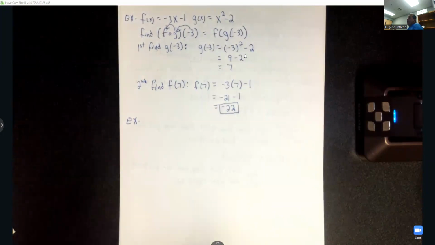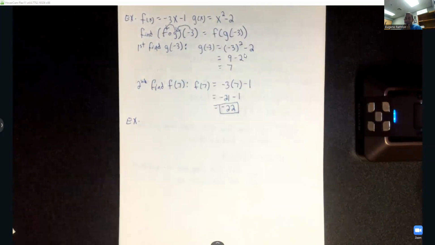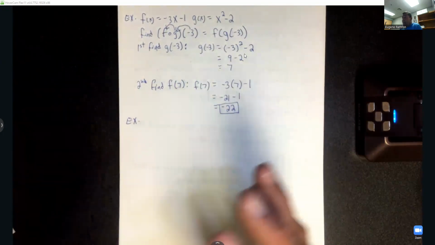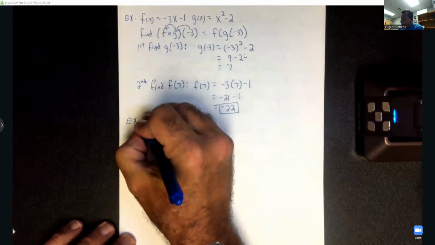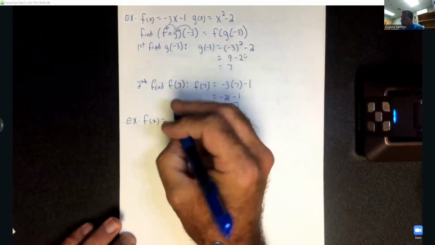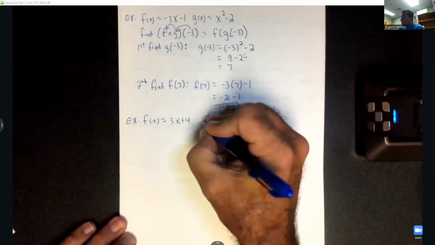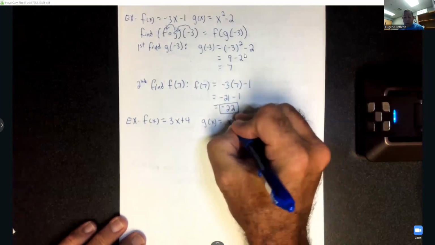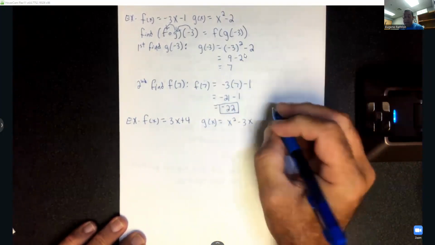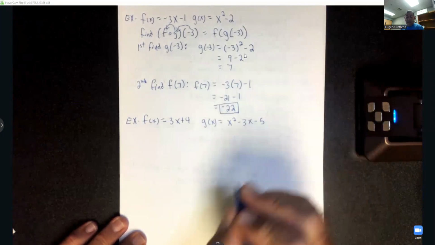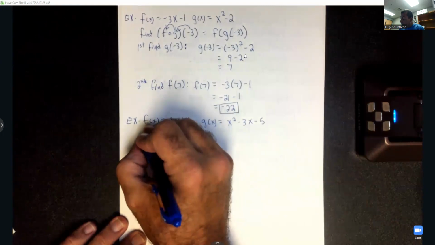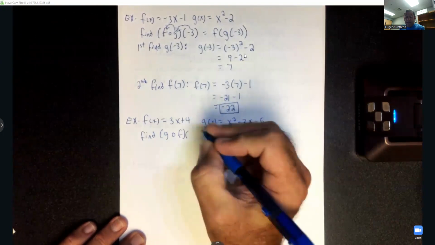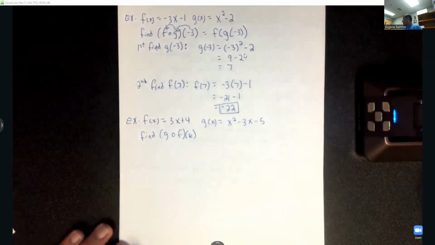And y'all, they're not too bad once you get used to these. So let me see. Number two, they're going to do a g of f. So it's going to be backwards from the first one. So for this one, they're giving me f of x equals 3x plus 4. G of x equals x squared minus 3x minus 5. So on this one, they're wanting us to find G compose f of 6.